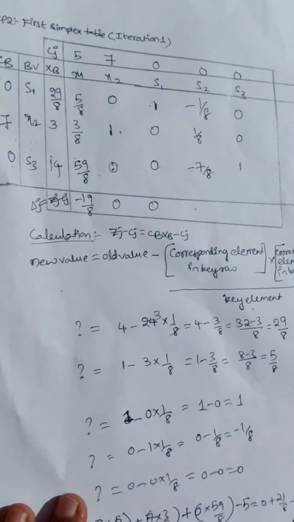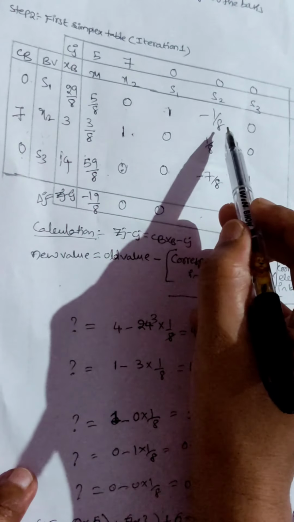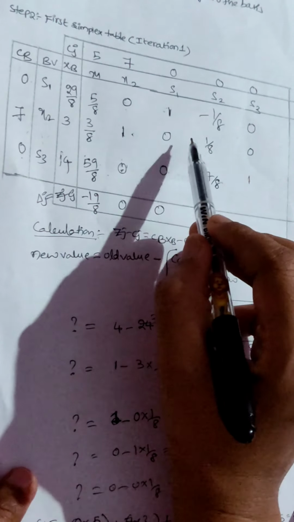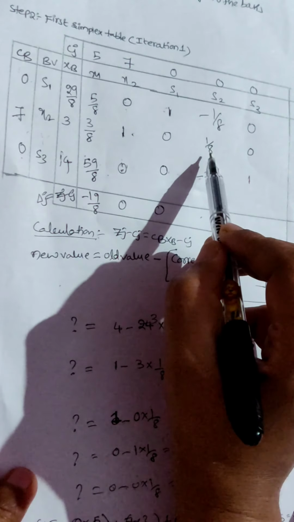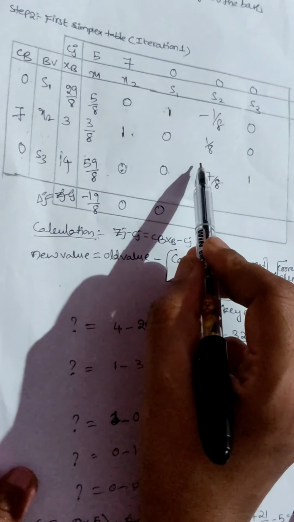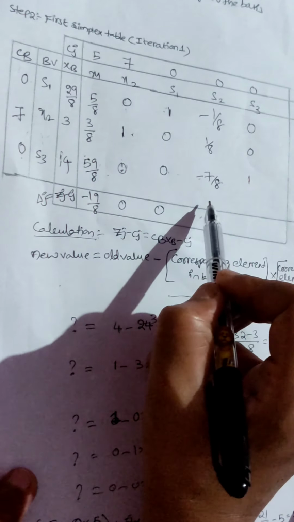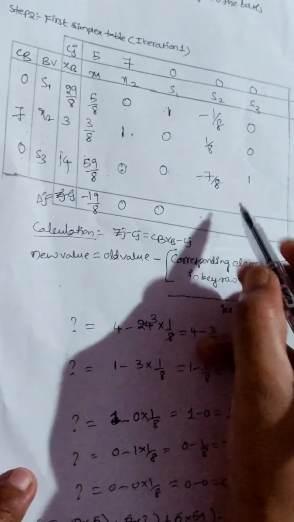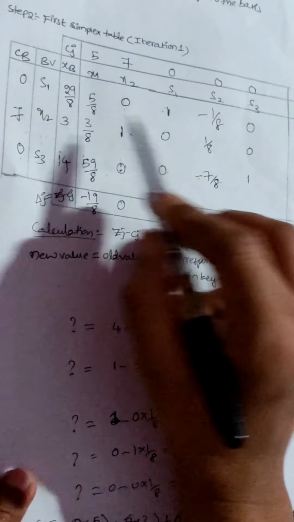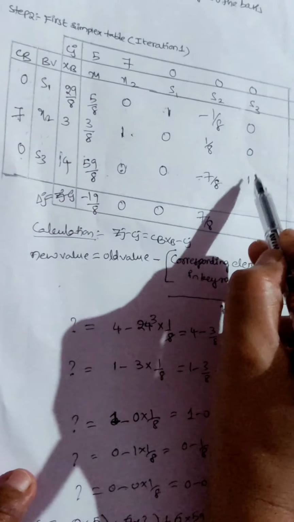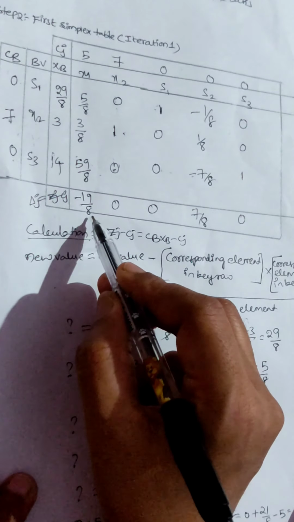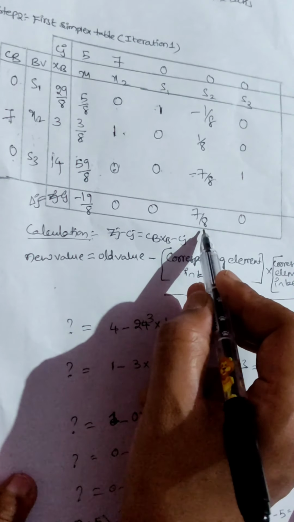minus 7. 0 into minus 1 by 8 is 0. 0 plus 7 into 1 by 8, 7 by 8. 0 plus 7 by 8, 7 by 8. 7 by 8 plus 0 into minus 7 by 8, 0. That means 7 by 8 plus 0 is 7 by 8, 7 by 8 minus 0 is 7 by 8. 0 into 0, 0 plus 7 into 0, 0 plus 0 into 1, 0. 0 minus 0 is 0. Here minus 19 by 8 is a negative value and 7 by 8 is a positive value.